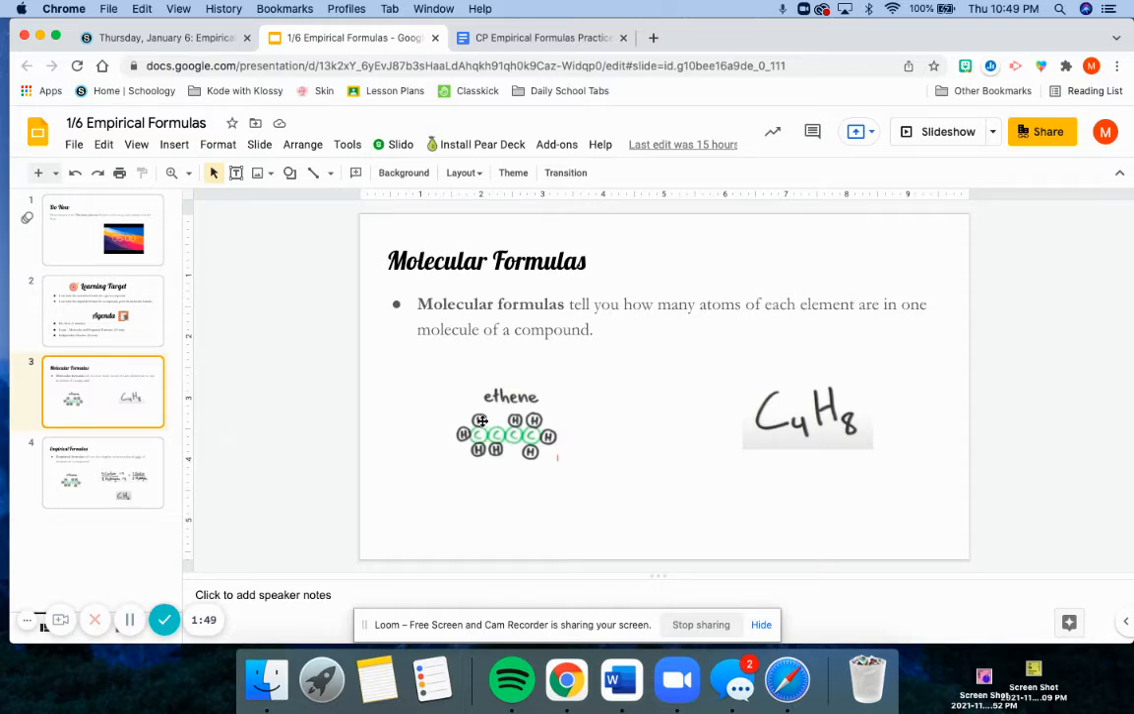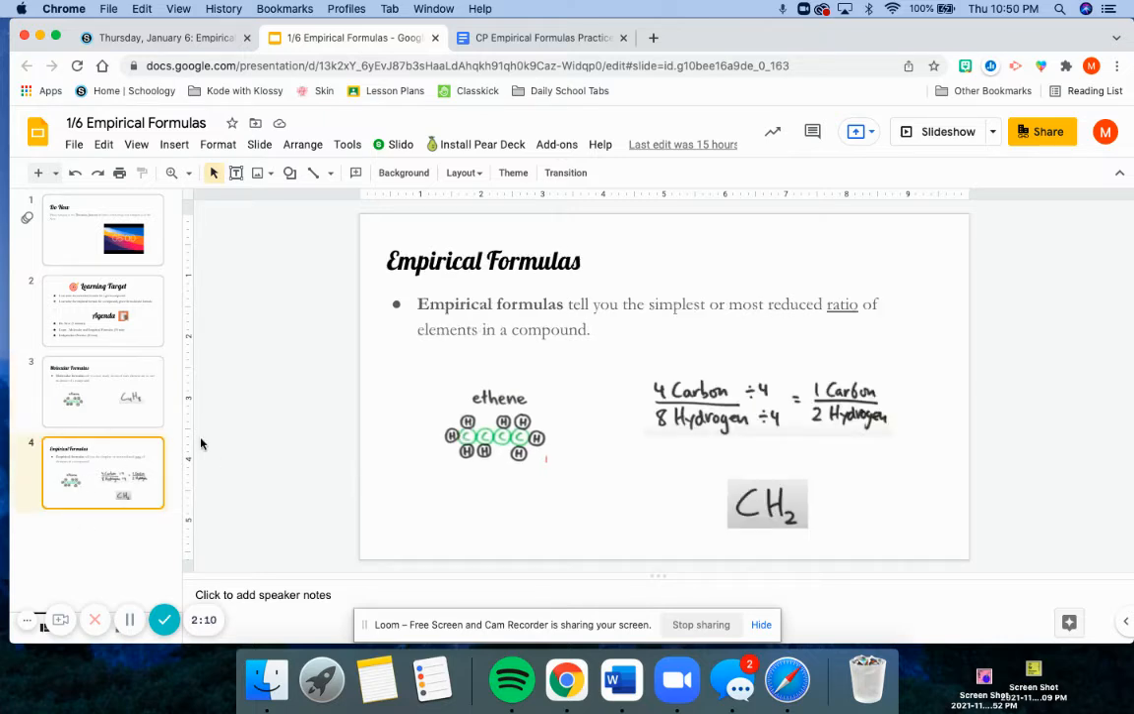So here we have an example, ethene. If I count, I see 1, 2, 3, 4 atoms of carbon. So I'm going to start my formula with C4. And 1, 2, 3, 4, 5, 6, 7, 8 atoms of hydrogen. So my full molecular formula is C4H8.